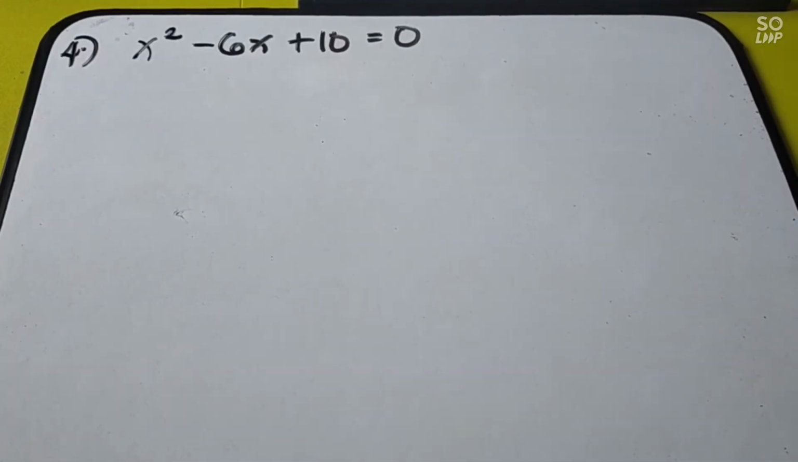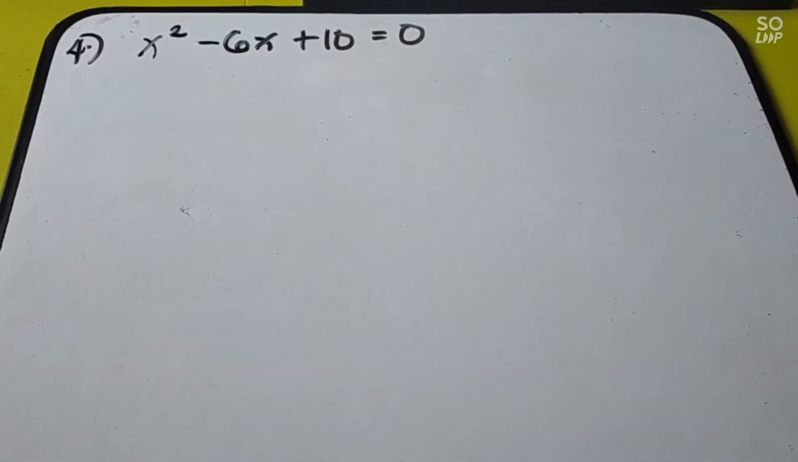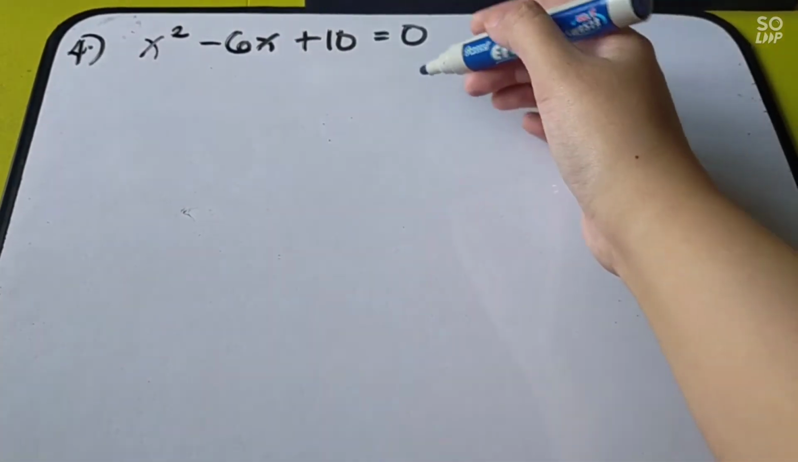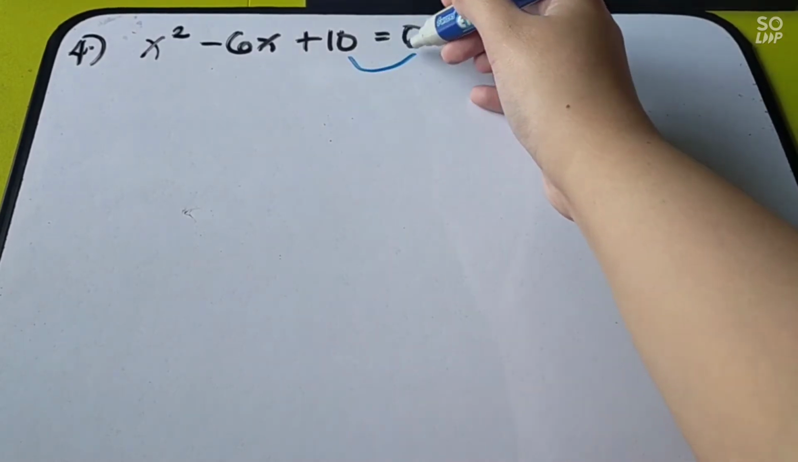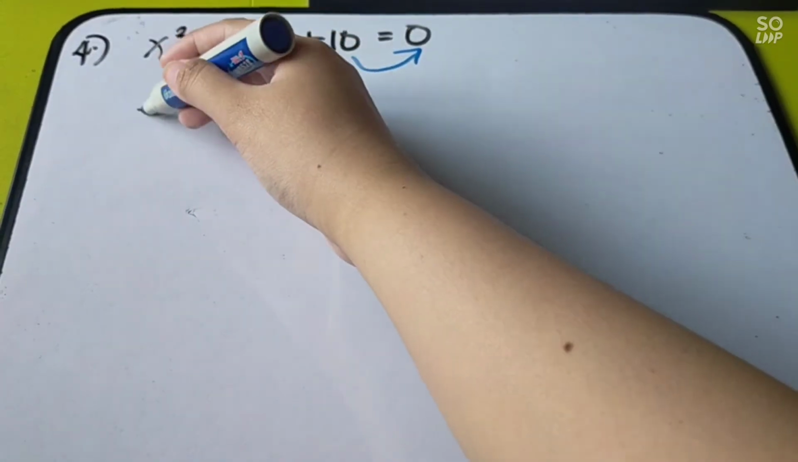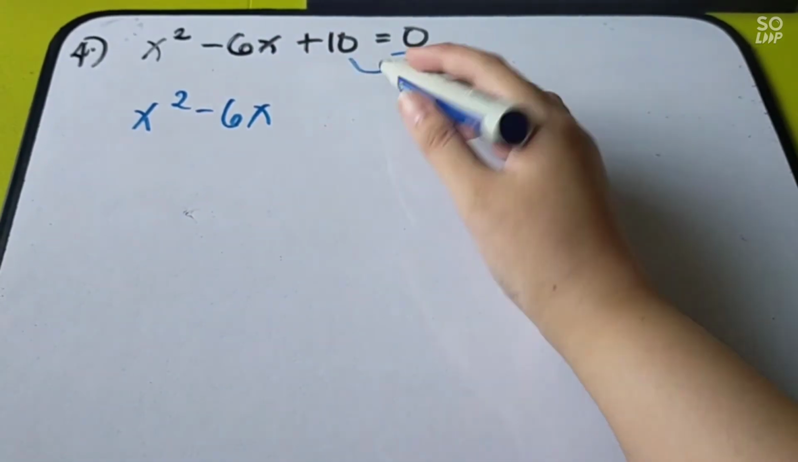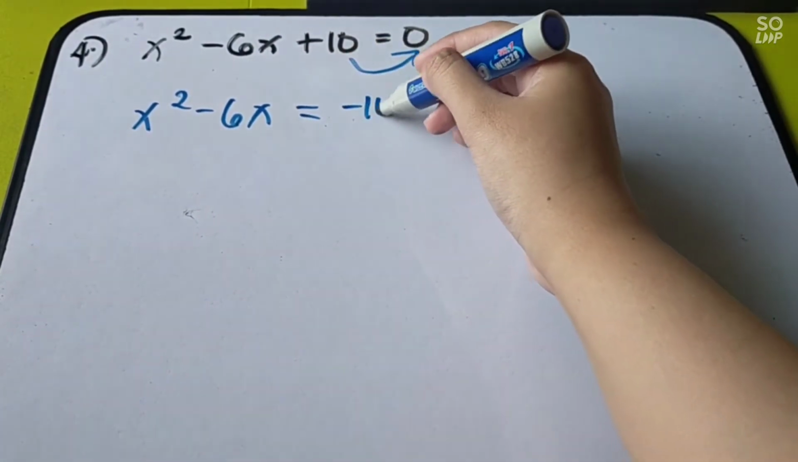Then, next tayo, let us have an examples with imaginary numbers. Number 4, x squared minus 6x plus 10. So, in this case, this equation is not factorable, kaya completing tayo. So, we are going to transpose 10 to the other side. So, you have here x squared minus 6x, then this one is equal to negative 10.